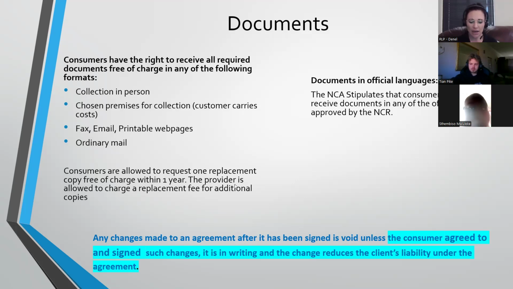So what happens, tomorrow they give you a scenario where they state that ABC Limited made a change to Mr. John's agreement, but they gave him a call to inform him about the changes. Will these changes be valid? Yes or no? No, because you have to know, are these changes in writing? Did he consent to these changes? Has he signed for these changes? And will these changes reduce his liability? And that's the criteria for any changes to an agreement that's already been signed. Okay.